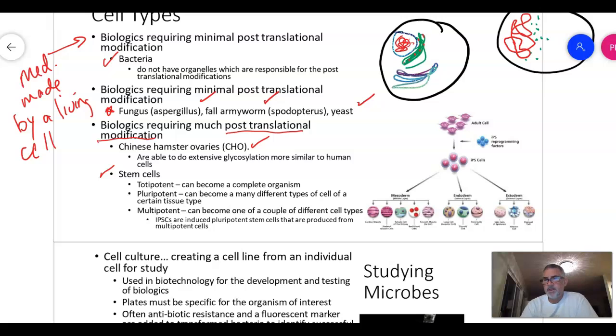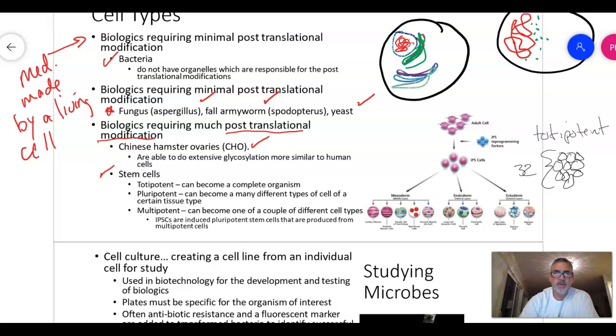Ultimately, we'd love to use stem cells. So stem cells, remember, have the ability to become other things. So there's three main classifications. So there's totipotent. Totipotent can become a whole organism. So when I have a new fertilization, it starts with 1, it makes 2, it makes 4, makes 8, up till about 32 cells. All of these are totipotent. So these cells can become anything.